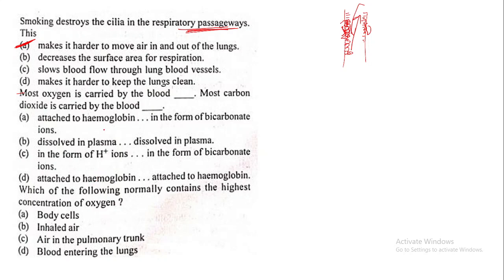So this option is asked twice. We all know that oxygen has only one way of travel through the blood, and that is in association with the hemoglobin. So we will focus on option A and D, because B is not the right option, nor is C. Now, carbon dioxide is carried by the blood in the form of bicarbonate. A similar question we have already dealt with before. Okay, so this is right.